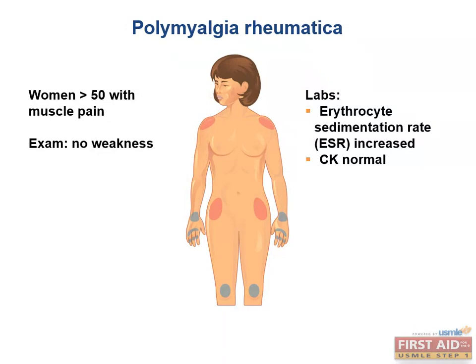How do you treat both PMR and temporal arteritis? As with most autoimmune diseases, use steroids, namely prednisone, which can change patients' clinical appearance from phenomenal pain to virtually asymptomatic within a couple days.